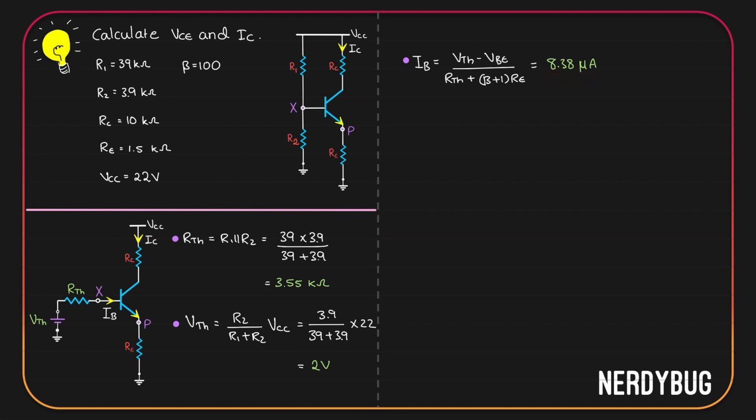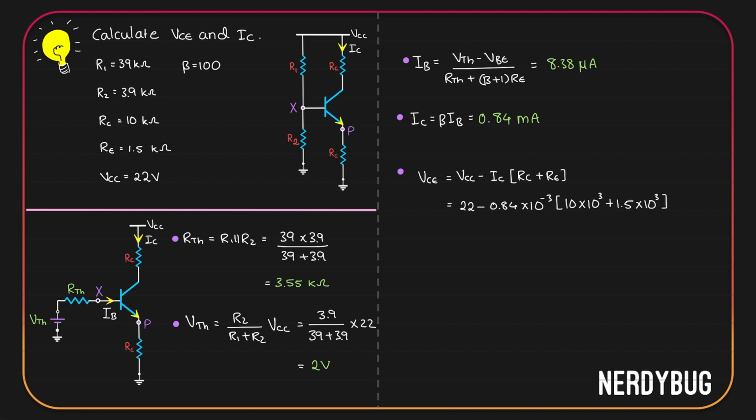We need to find the collector current, but it is beta multiplied by the base current. So IC is 0.84 milliampere. We also need VCE. VCE is VCC minus IC multiplied by RC plus RE. We have all the values. If we give them, we get VCE is 12.34 volt.